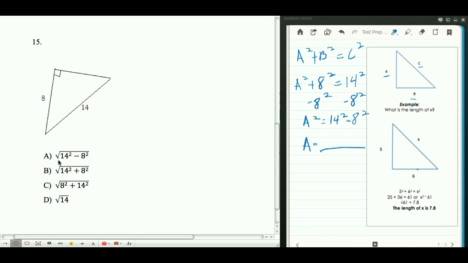And that one would be the best answer, but we haven't taken the square root of it yet, because remember, we want to find what a is, not a squared. So that's why it's going to look like the square root of 14 squared minus 8 squared. That means the best answer there is going to be number A. And that finishes this problem and lesson on the Pythagorean theorem.